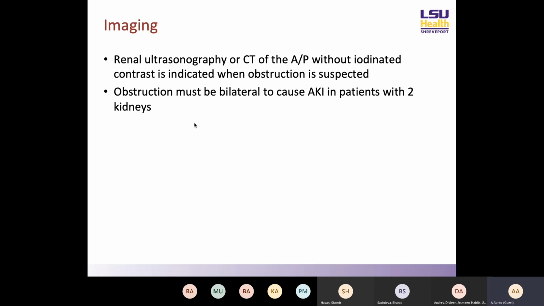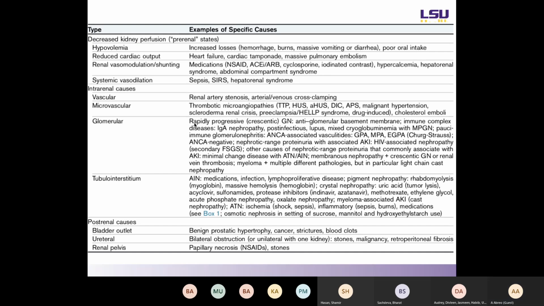To cause AKI in a patient with two functioning kidneys, the obstruction should be bilateral. But just remember that a patient can be non-oliguric and can be obstructed. That's one thing that I've noticed some people incorrectly assume, that for the AKI to be obstructive, the patient should be oliguric, and that's not always the case. I mean, some of it has to do with pressure in the system. So always keep obstruction in the back of your mind in terms of your differential.